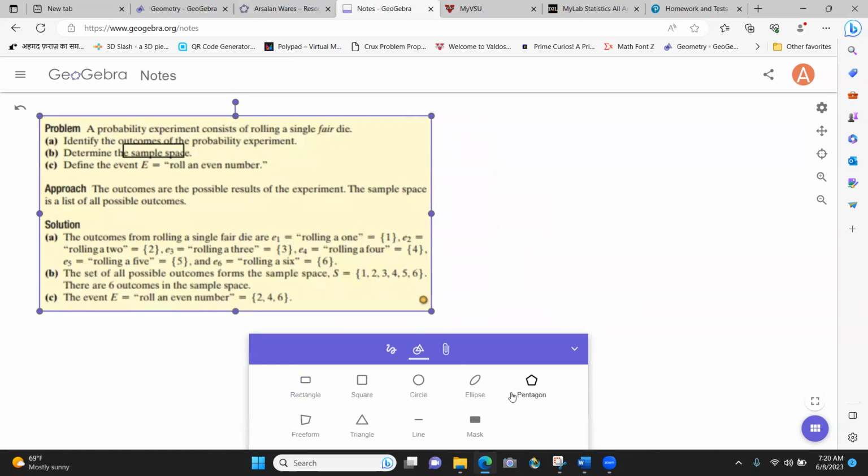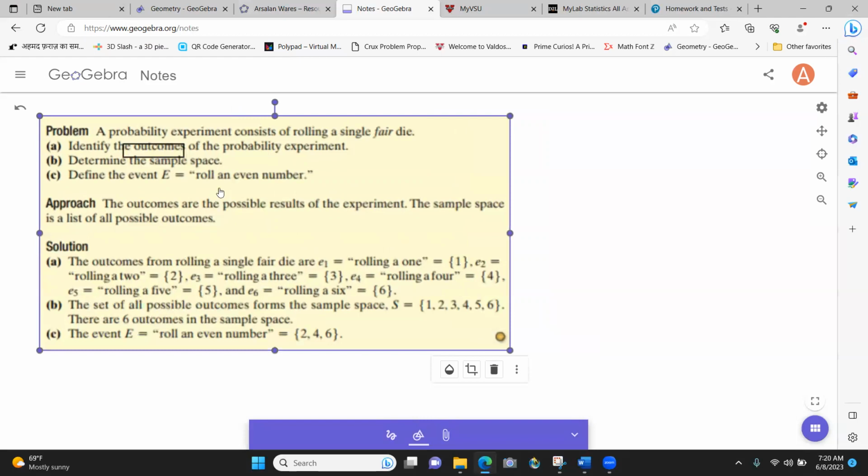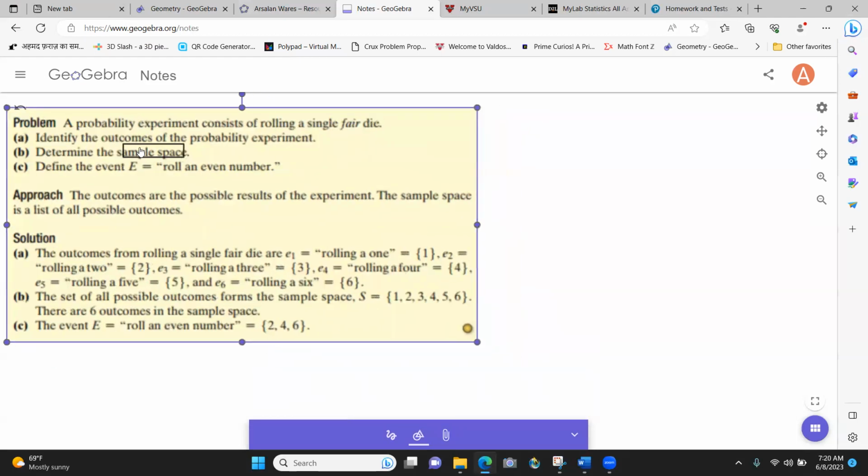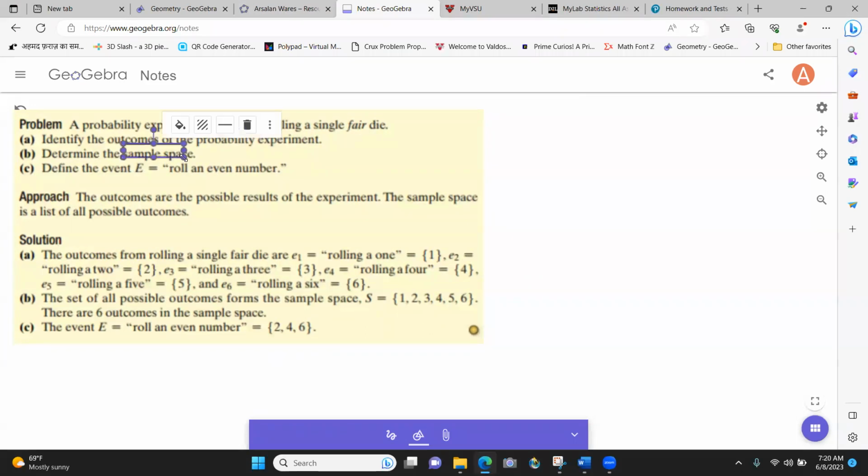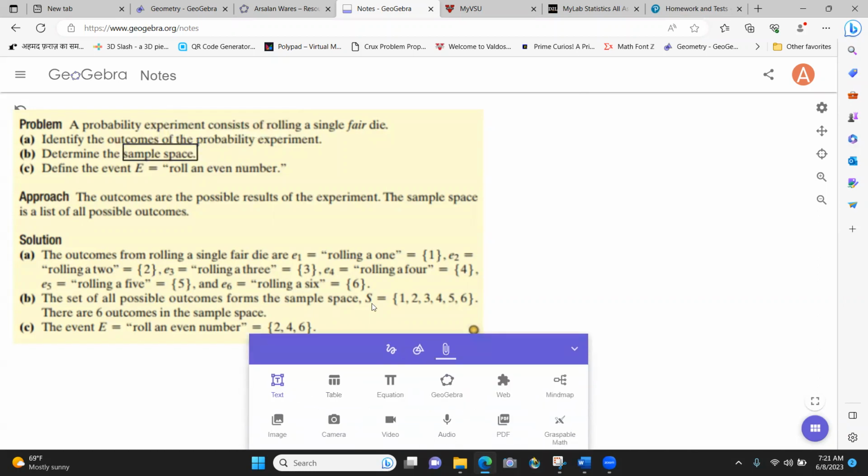Let me make it a little bigger for you guys. Okay, so when we roll a fair six-sided die, what could I possibly get? I could get a one. So if I roll a fair six-sided die, the list of all possible outcomes is called the sample space. I could get one, two, three, four, five, six. So that's my sample space.